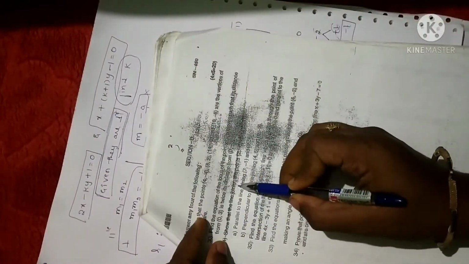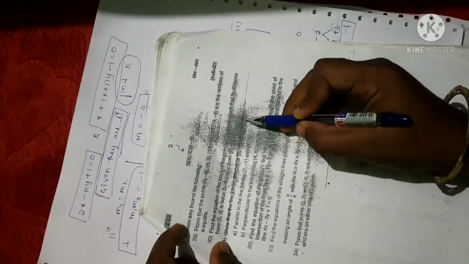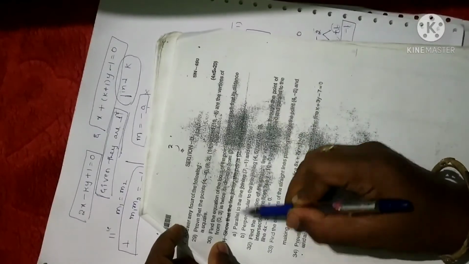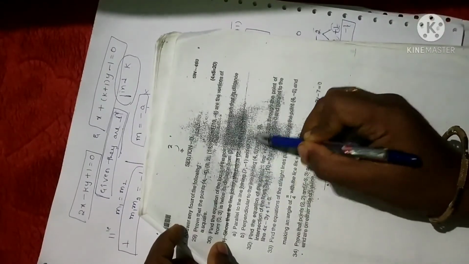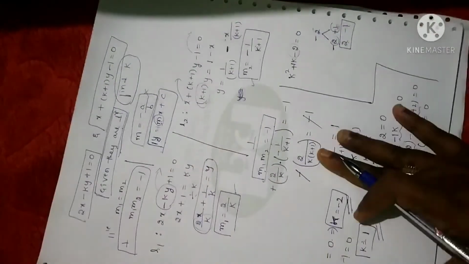See here. The question given is, show that the line joining the points 2, minus 3 and minus 5, 1 is parallel to the line joining 2 points. And the second sub-question is perpendicular to the line joining 2 points. Now, let me solve this problem.